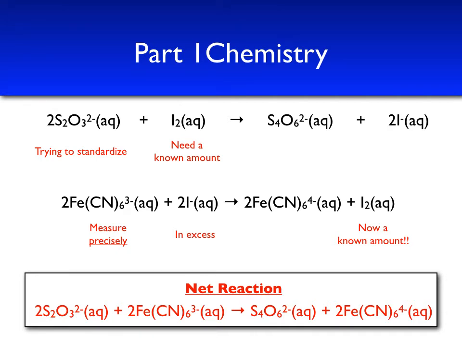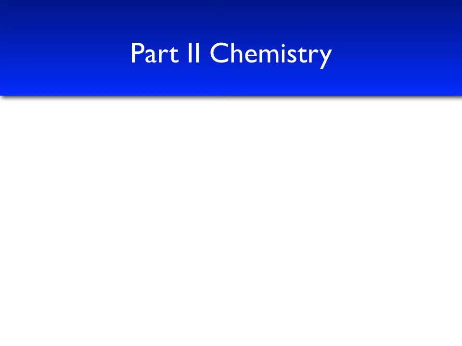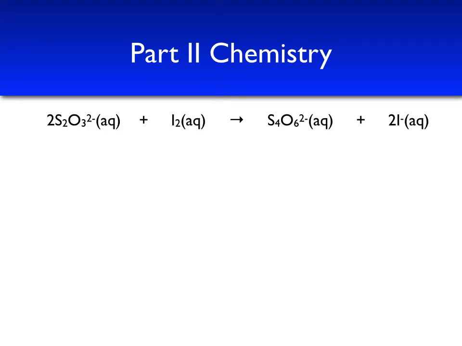So now let's move on to part 2. The chemistry is almost similar. We'll use a couple of redox reactions that involve I2 and I-. We'll use this first reaction as we did in part 1, the reaction between I2 and thiosulfate, but now we know the amount of thiosulfate. We're still not quite sure about the amount of I2.